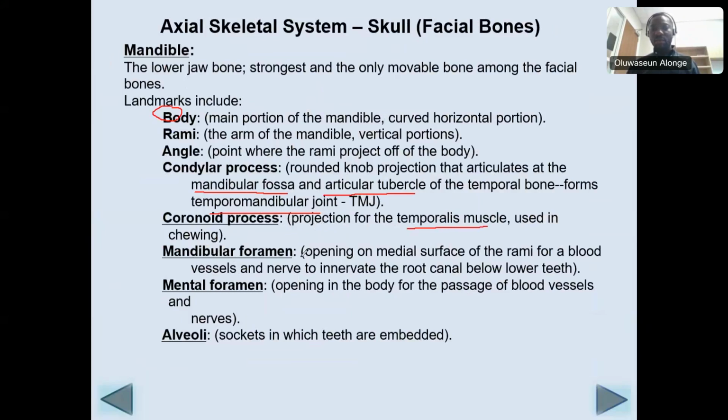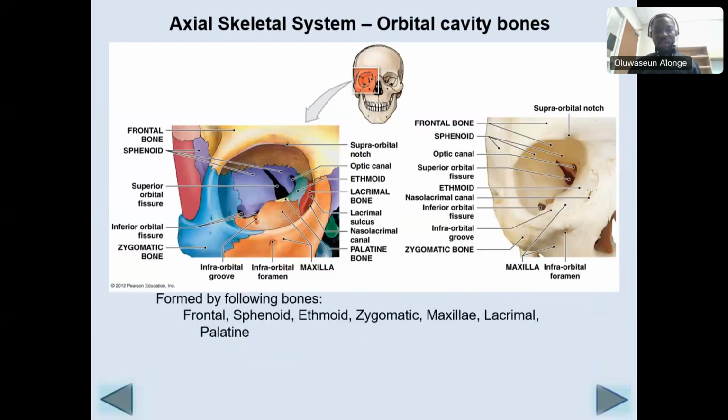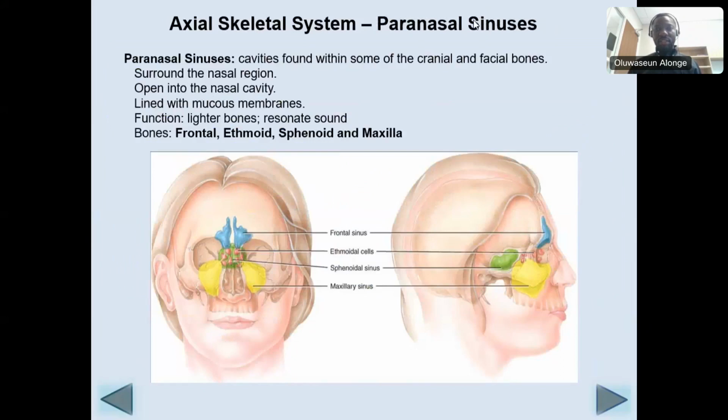The mandibular foramen, I told you about that already. It's again for blood vessels and nerves to innervate the roots below the teeth. They have the mental foramen, which is an opening for blood vessels and nerves as well. Alveoli are sockets where the teeth are embedded. All right, paranasal sinuses. Sinuses are openings.